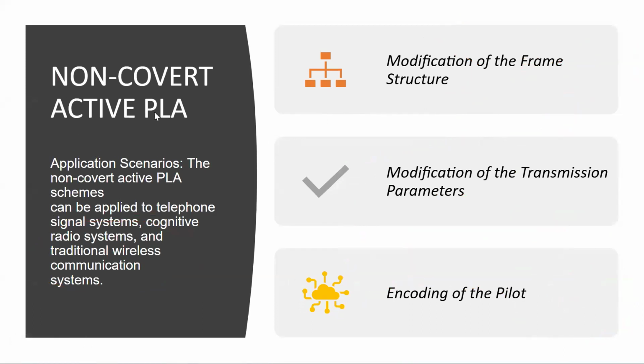Continuing with the non-covered active physical layer authentication, it can be applied to telephone signal systems, cognitive radio systems, and traditional wireless communication systems. And we have three different cases here. We have modification of the frame structure, modification of the transmission parameters, or encoding of the pilot. So these are the three possible ways that we can play with in order to provide non-covered active physical layer authentication.